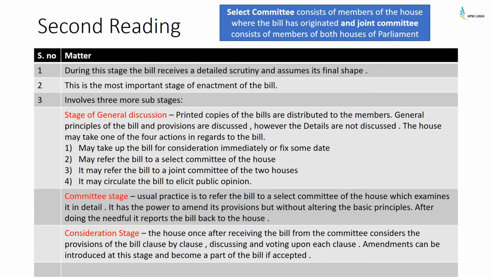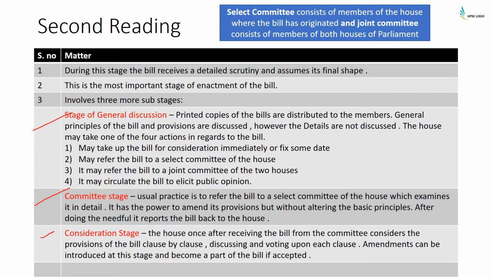The second reading stage is the most important stage in the passage of any bill, because this is the stage when all the finer points of this particular bill are discussed in the parliament or are discussed by the select committee or the joint committee, and any other amendments that are supposed to be made into this particular bill are actually made. So this particular second reading stage involves three more stages. These are stages of general discussion, then there is a committee stage and the consideration stage.